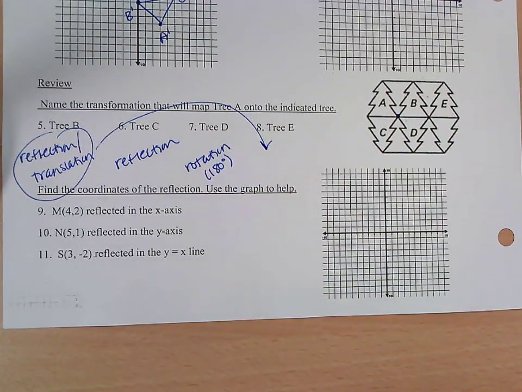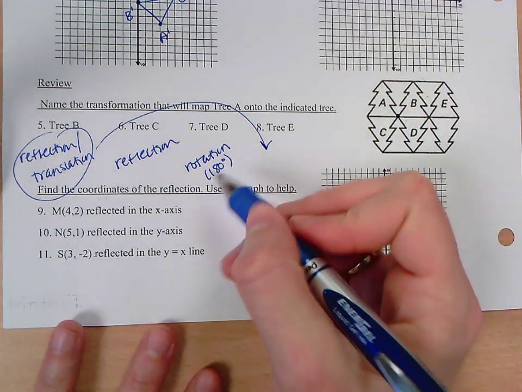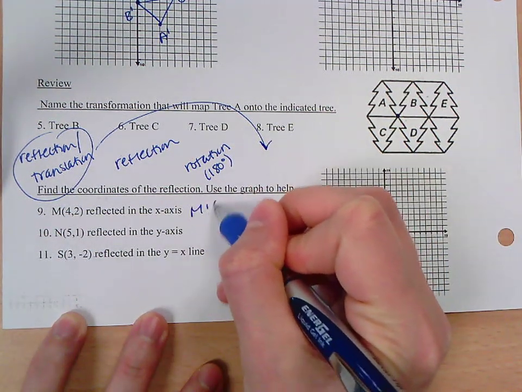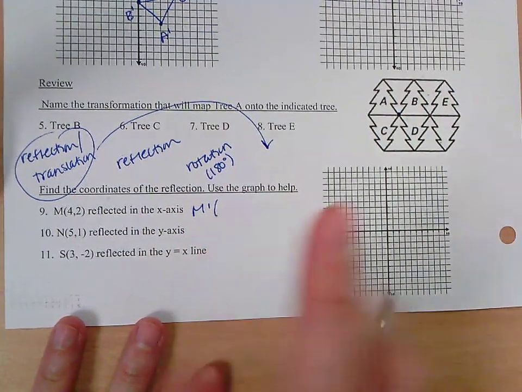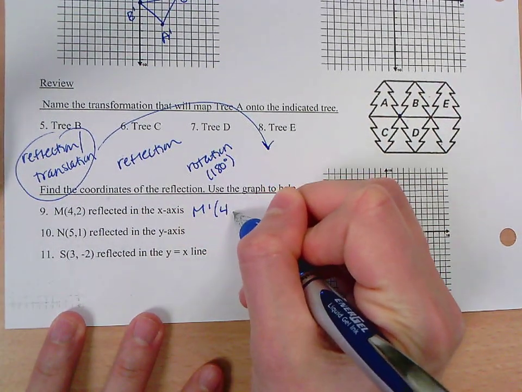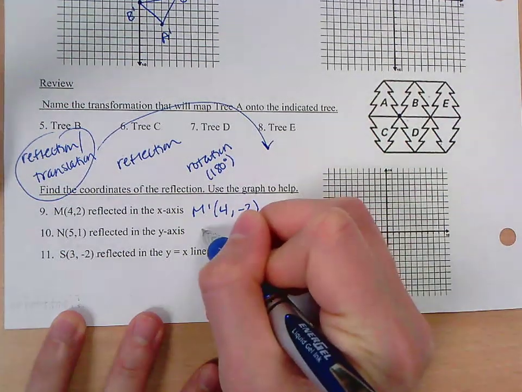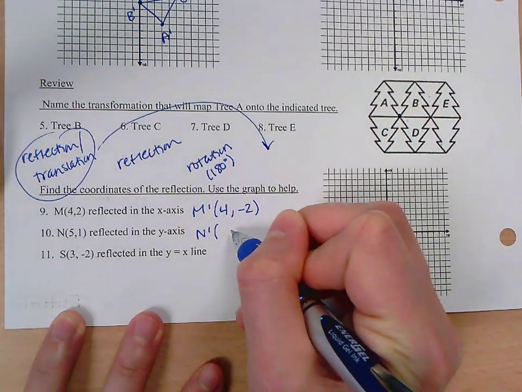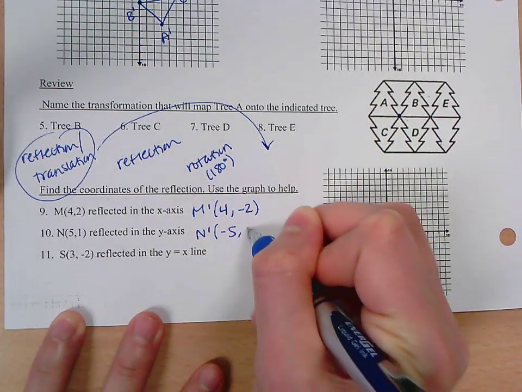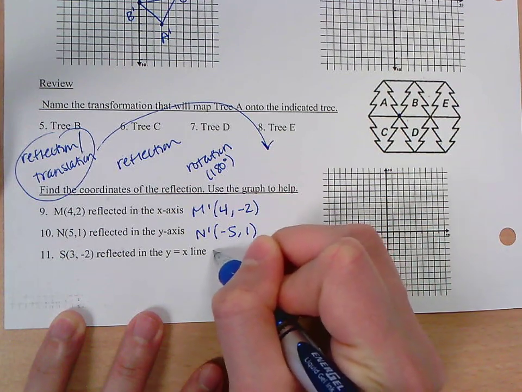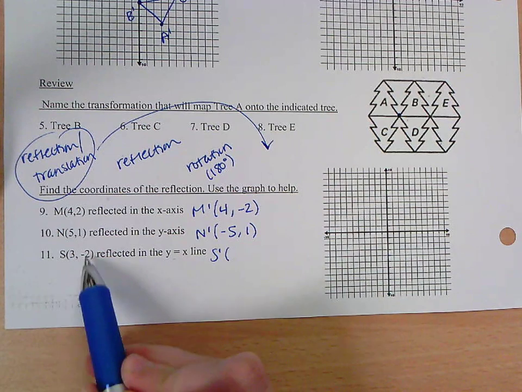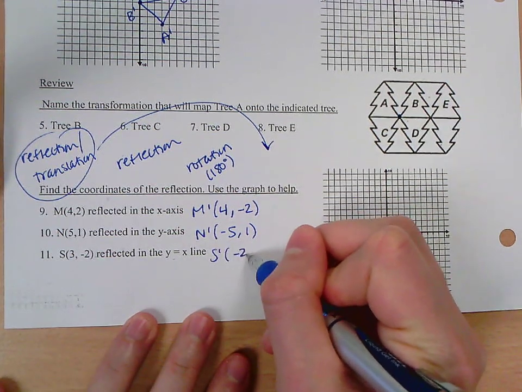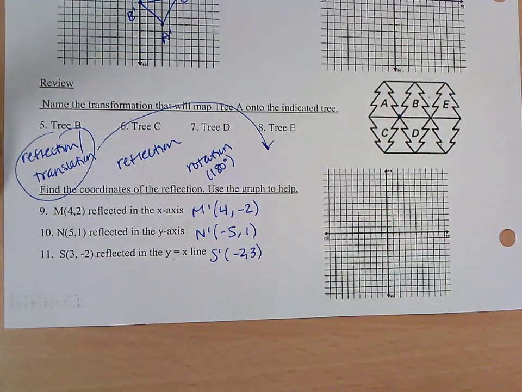And then you can check your points for 9, 10, and 11. So for 9, M prime, if you reflect, and you could have used the graph to help, but actually naming the points, this should be +4, -2. N prime should be -5, +1. And then S prime, remember if you reflect over y equals x, you're switching the coordinates, so -2, 3 would be that ordered pair.